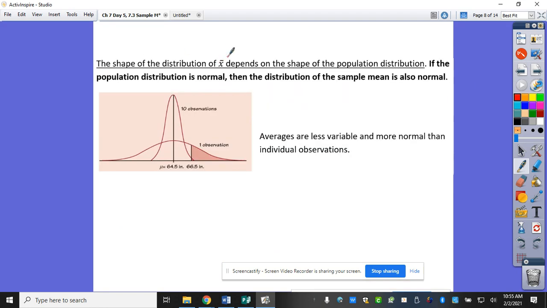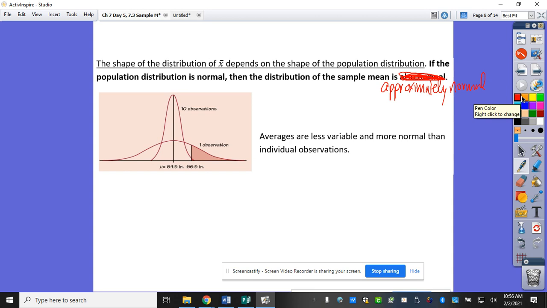So the shape of the distribution of X bar depends on the shape of the population. Right now we're only dealing with ones that start out as normal. So if the population distribution is normal, then the distribution of the sample mean is, what do I want you to write there other than is normal? Think about the one thing I've been very picky about with writing this down. Is it exactly normal? Approximately normal.